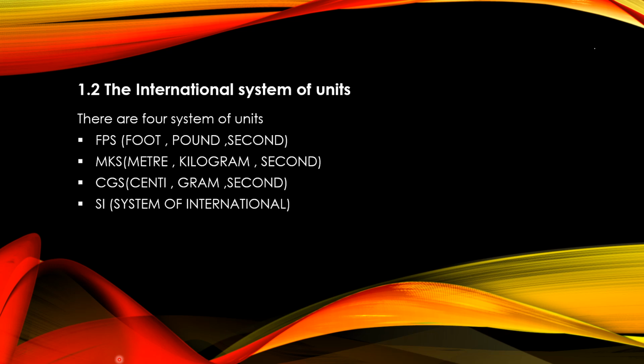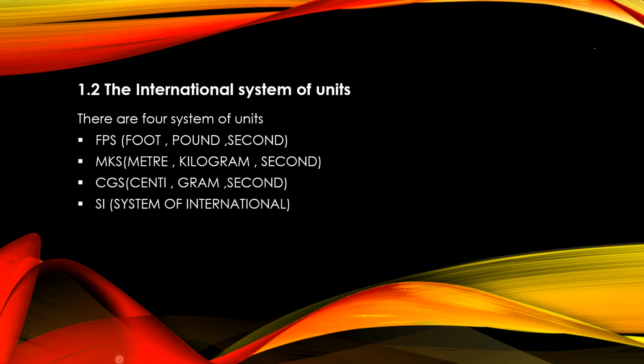Okay, then next is the CGS system: centimeter, gram, second. It is used for length, that is centimeter, mass, that is gram, and time, that is second. You can take the example of the length of a pencil in centimeters, used for small measurements, right?